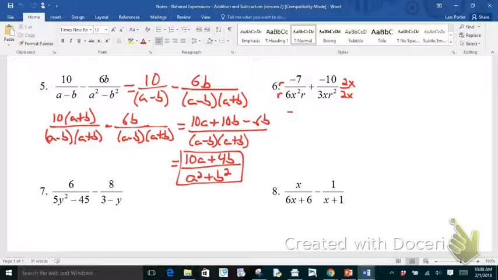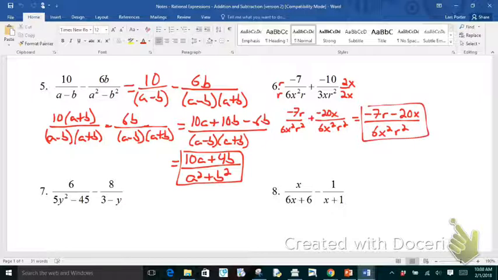This is going to lead us to negative 7r plus negative 20x over 6x squared r squared and 6x squared r squared, which those top two are not like terms, so we're just going to leave it as negative 7r minus 20x over 6x squared r squared. Again, as far as we can take it.